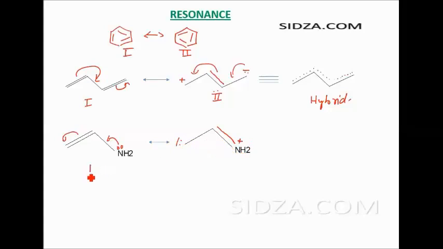Again, the structure number 1 is more stable than the structure number 2. Why? It's not because the number of bonds is different. You see here, we have 1 pi bond, we have 1 pi bond. So the number of bonds is the same, right? The number of bonds is the same, but why is A more stable than B?